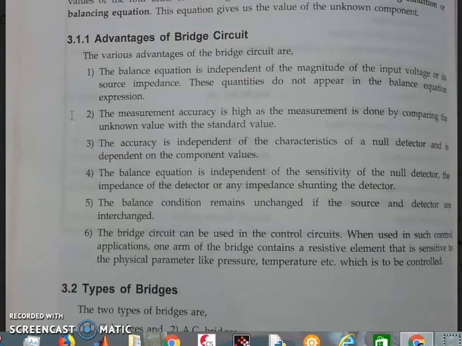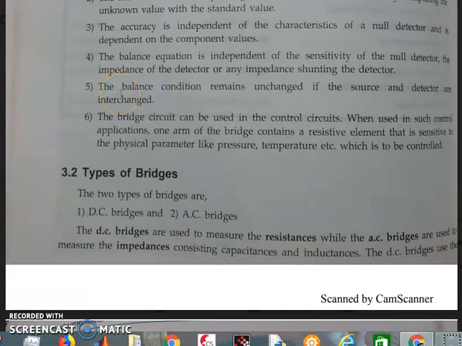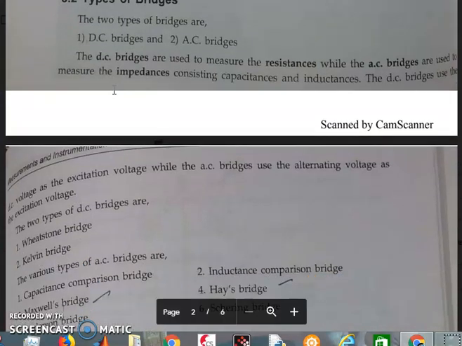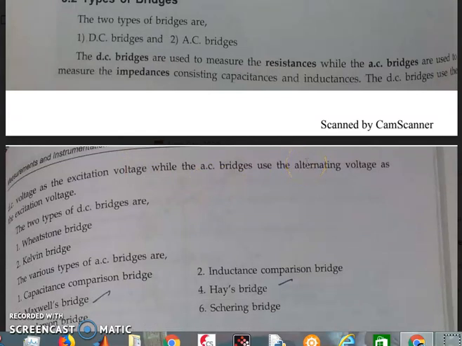When used in such control applications, one arm of the bridge contains a resistive element that is sensitive to a physical parameter like pressure, temperature, etc., which is to be controlled. Types of bridge circuits. Bridge circuits can be classified into two types. The first is the DC bridge and the second is the AC bridge. DC bridges are used to measure resistance, while AC bridges are used to measure impedance consisting of capacitance and inductance. The DC bridge uses DC voltage as the excitation voltage, while the AC bridge uses alternating voltage as the excitation voltage.